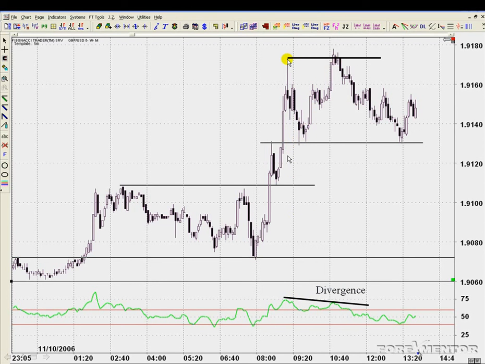Price rallies, makes a run above the high, and it becomes weak and fails and then recedes, which is also another good trading opportunity. And this is where we have the divergence scenario expressing itself.